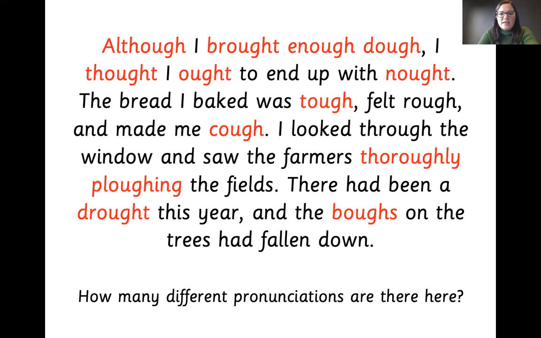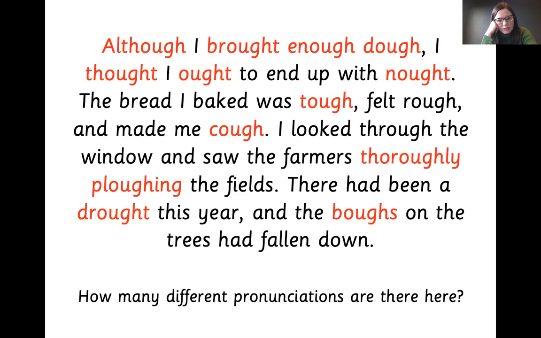Although I brought enough dough, I thought I ought to end up with naught. The bread I baked was tough, felt rough, and made me cough. I looked through the window and saw the farmers thoroughly ploughing the fields. There had been a drought this year and the boughs on the tree had fallen down. Look, I have missed this one here. I've missed rough and I've missed through. I haven't done them in red for some reason. I missed them. But you can see just from that paragraph how many different ways there are to pronounce the O-U-G-H, oh, you greedy hen.